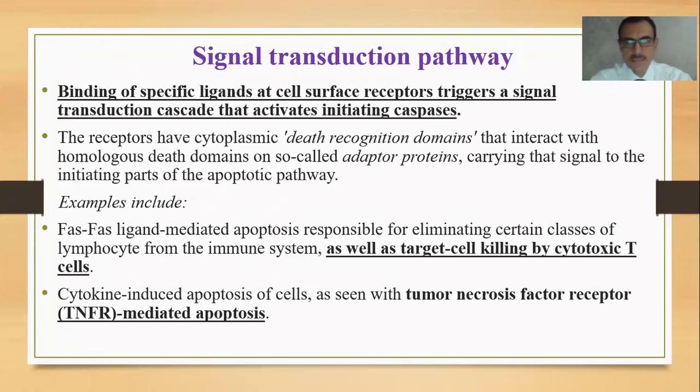First, the signal transduction pathway. The binding of specific ligands at cell surface receptors triggers the signal transduction cascade that activates initiating caspases. The receptors have cytoplasmic death recognition domains that interact with homologous death domains on so-called adapter proteins, carrying that signal to the initiating parts of the apoptotic pathway.